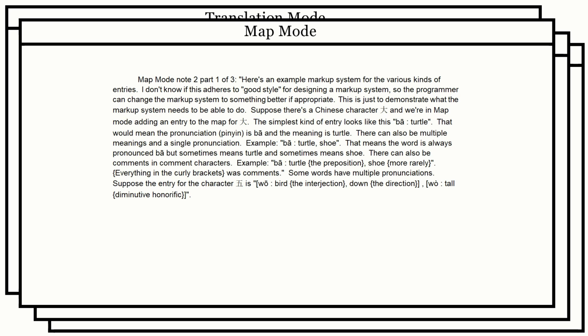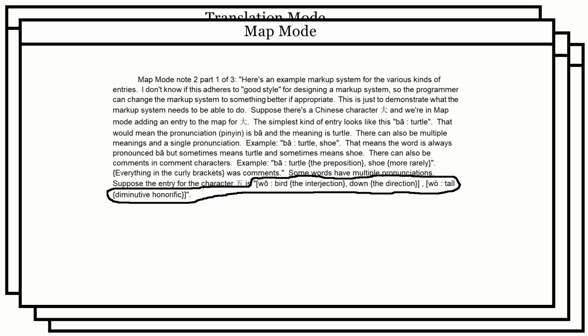Okay, so now some words have multiple pronunciations. So now suppose we're doing an entry for this Chinese character, a different one. And now here's the entry. It's a little more complicated. Again, all this is stuff you can put between a pair of quotation marks, which is what this is. So we got a pair of quotation marks.